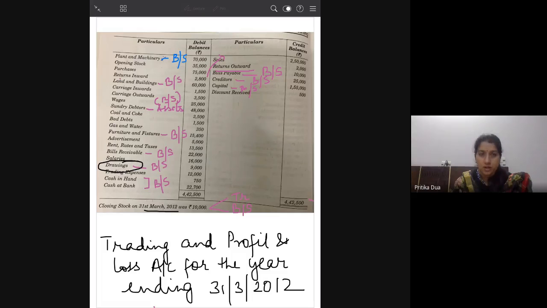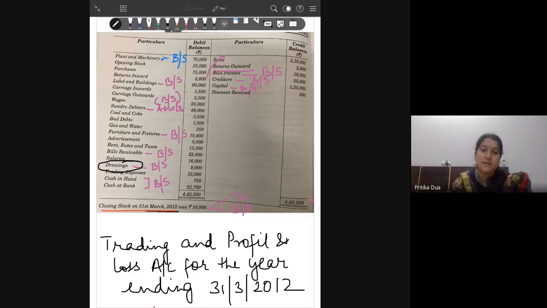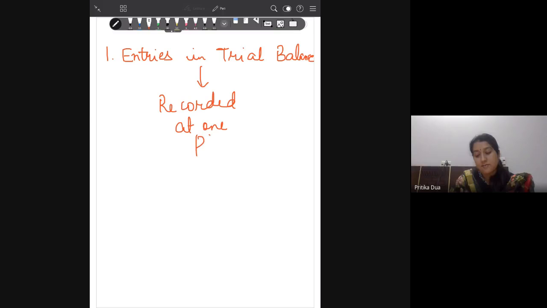So this is what a question on final accounts looks like. This is a trial balance which is given to you, and additional information, adjustments are given outside the trial balance. तो आपको ये जो क्लोजिंग स्टॉक की इंफॉर्मेशन दी हुई है ये बाहर दी हुई है ट्रायल बैलेंस के, इसलिए this is treated as an adjustment. Okay, so all the entries in trial balance, I repeat myself, they are recorded at one place. One place means they will come either in the trading account or in the profit and loss account or in the balance sheet.